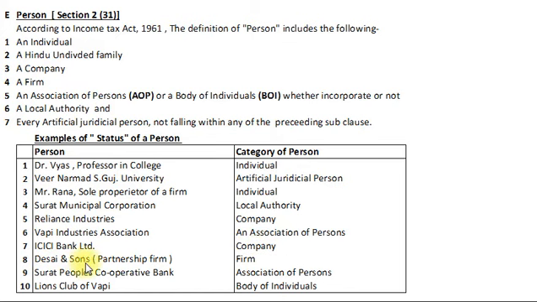Desai and Sons, a partnership firm, a non-living person, falls under the category of firm. Next, Surat People's Cooperative Bank, a non-living person, falls under the category of association of persons. Lions Club of Vapi Udyognagar, it's a non-living person, falls under the category of body of individuals. So, like this, definition of person as per income tax is an inclusive definition which includes 7 categories of persons mentioned here.